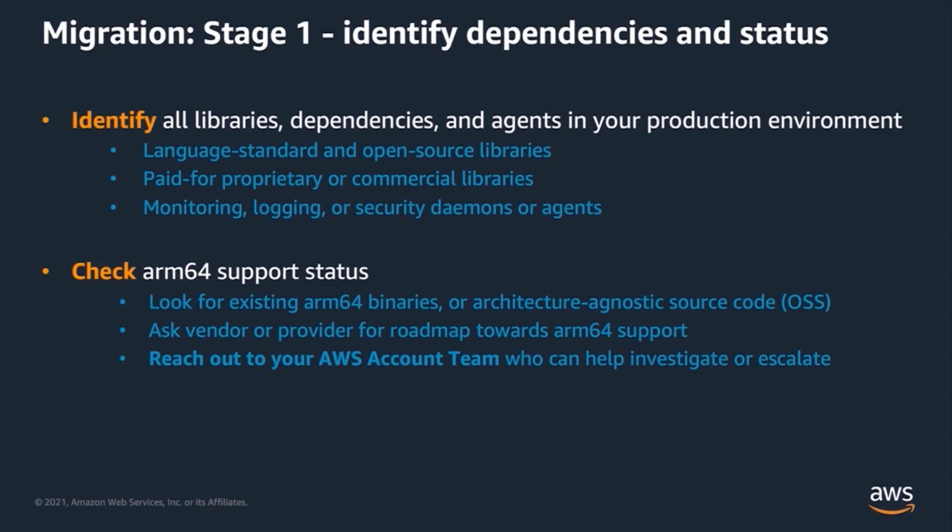Many times there will already be existing binaries or Docker images already built for ARM64. If not, the vendor or provider may have ARM64 support on their roadmap. And you can, of course, reach out to your AWS account team to help investigate or escalate on your behalf. You can also reach out to the Graviton team here at AWS through this email address in the case that you find some gap in ARM64 support and you would like our help in remedying.